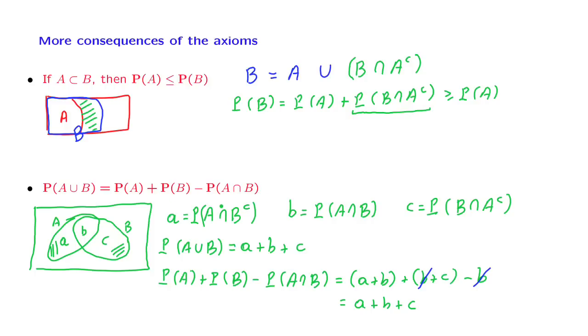One particular consequence of the equality that we derived is the following. Since this term here is always non-negative, the probability of A union B is always less than or equal to the probability of A plus the probability of B. This inequality is quite useful whenever we want to argue that a certain probability is smaller than something, and it has a name. It's called the union bound.